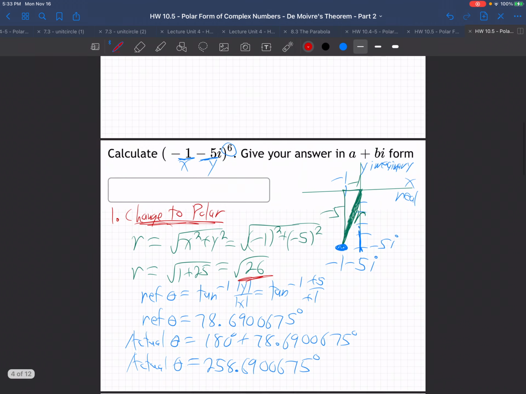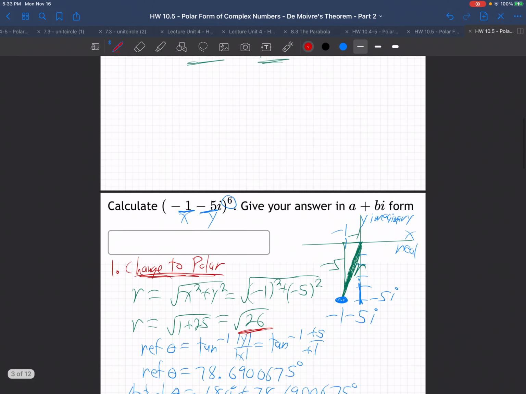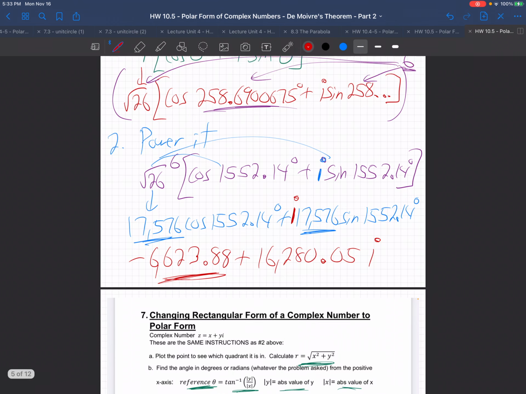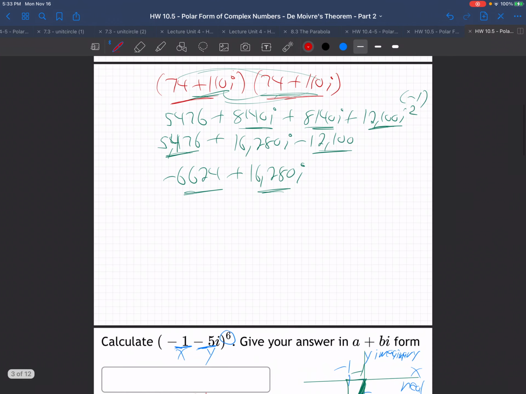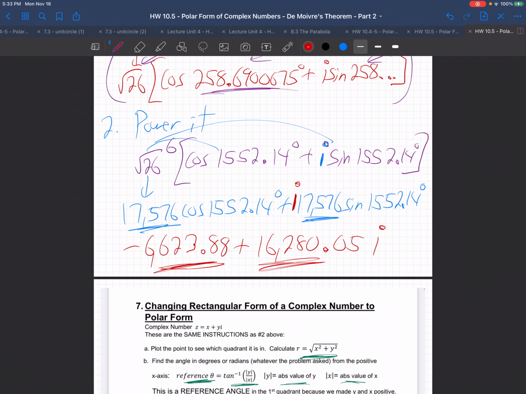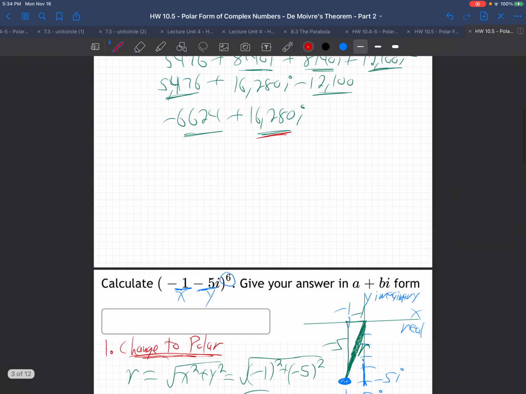Now, how did it come out compared to the other one we got? 6623.88, and 16,280. So it came out very close. Because of our rounding, it did not come out exactly right. So really, we should round those to the nearest whole number. So that would round to minus 6624. And that would round to 16,280, and that's the exact same answer I got the other way.